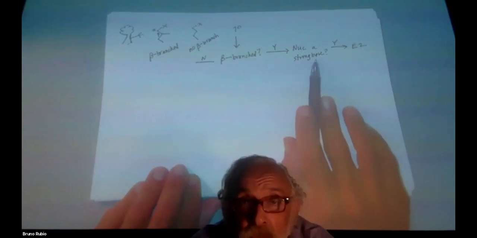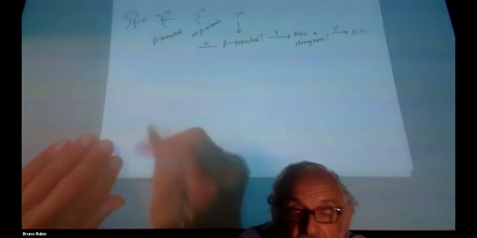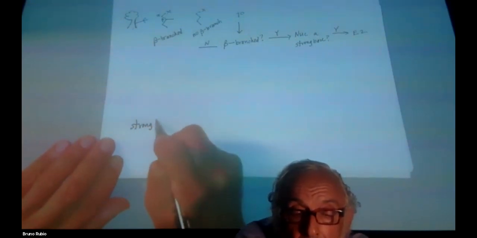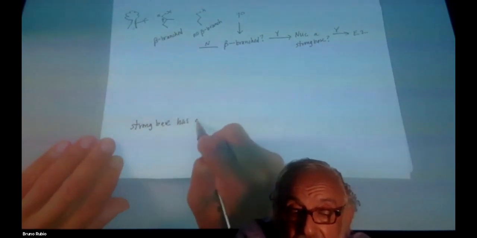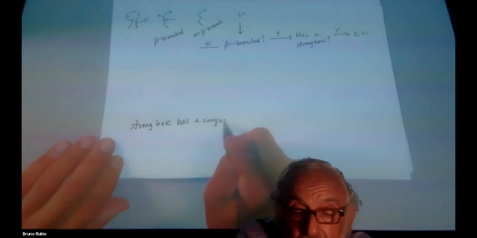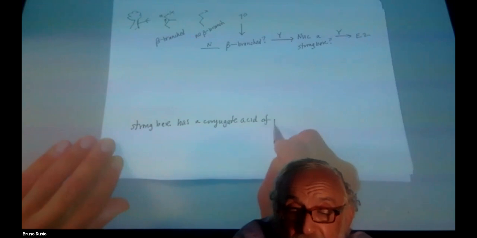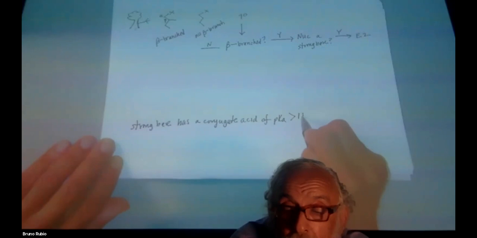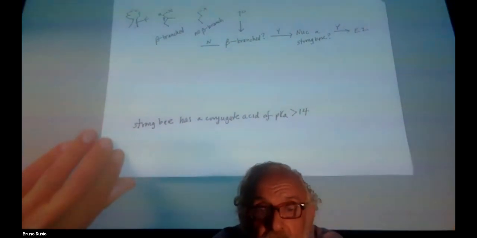And I hope you got to tune into that makeup lecture where I talked about what a strong base is and what a strong base isn't. So let me just make a little summary of this. A strong base has a conjugate acid of pKa greater than or equal to about 14. Okay, so that's what a strong base would be.